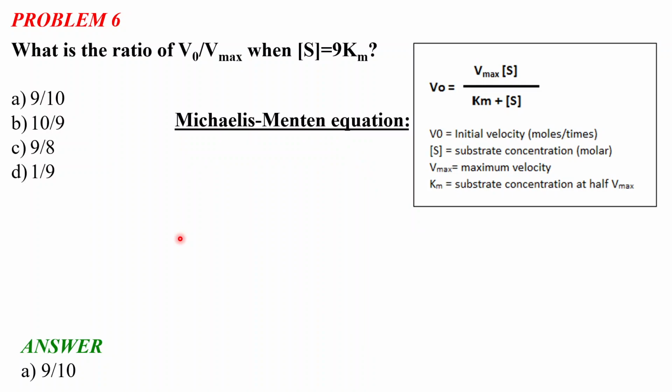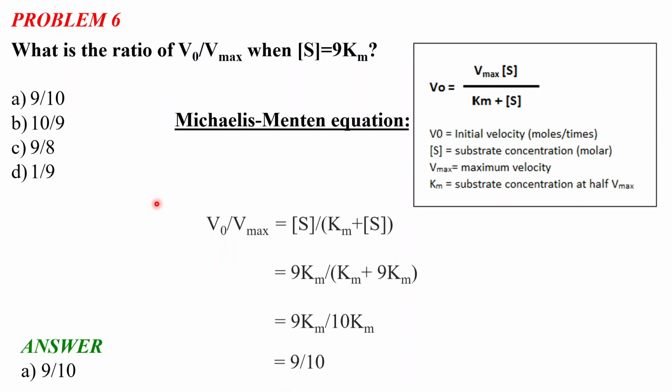So this is the Michaelis-Menten equation, right? We have V0 equals Vmax into S, which is the substrate concentration, divided by Km plus S. Here V0 is the initial velocity in moles per time, S is the substrate concentration in molar units, Vmax is the maximum velocity, and Km is the substrate concentration at half Vmax. If you rearrange this equation a little bit and put in the particular value, you will get the correct answer.